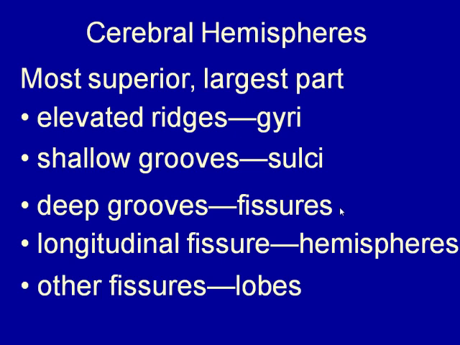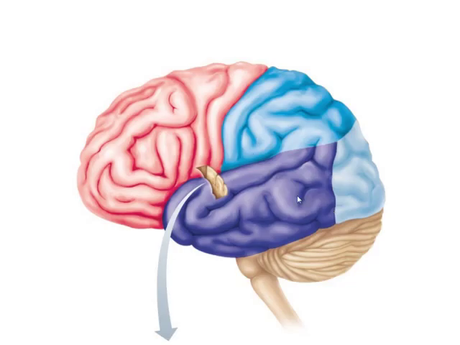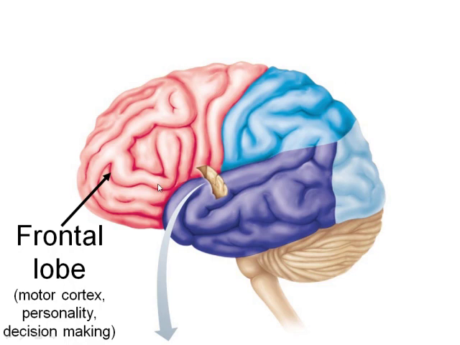There are other less deep fissures in the brain, and they help divide the cerebrum up into the lobes. Now the lobes roughly parallel the bones of the skull. So under the frontal bone would be the frontal lobe. And in the frontal lobe we have the motor cortex, which is right here. And also housed in the frontal lobe are basics about personality and your decision-making powers.